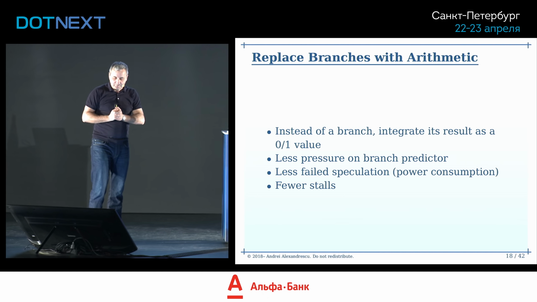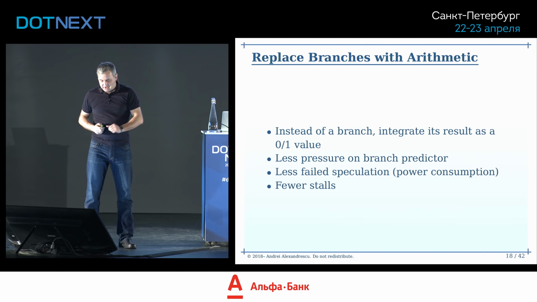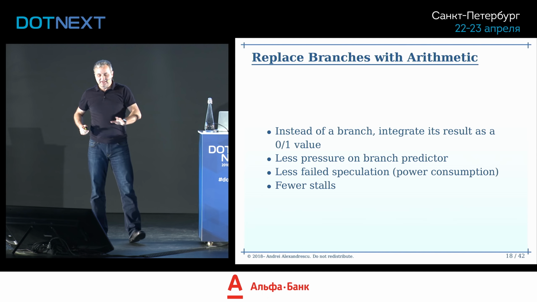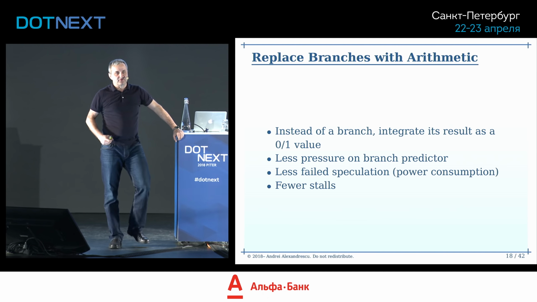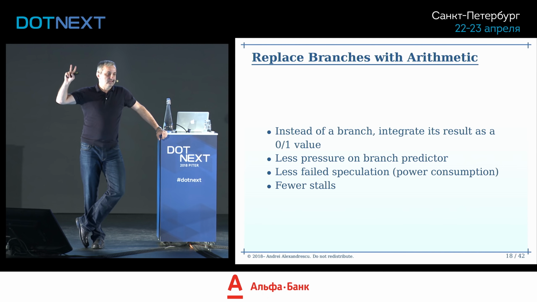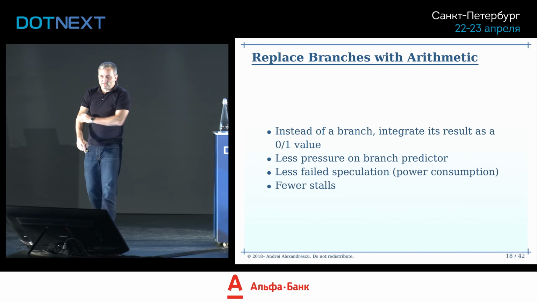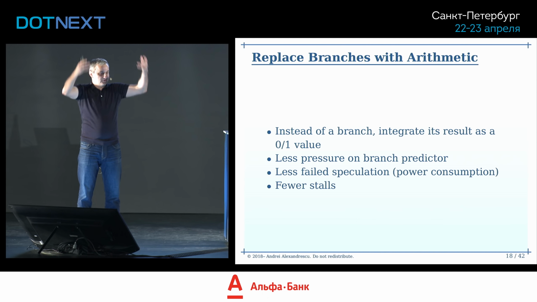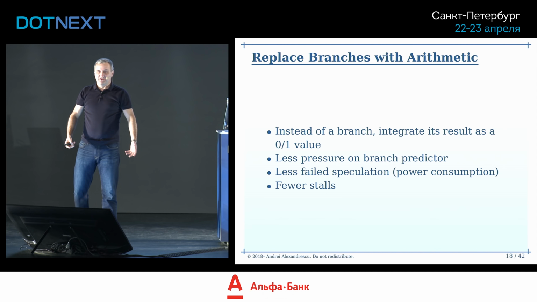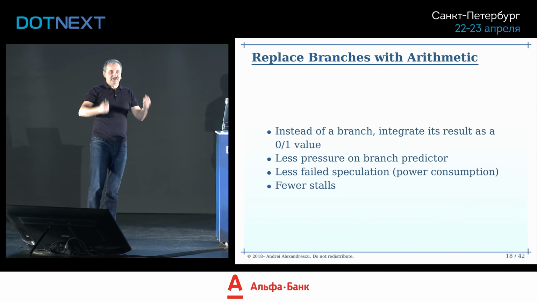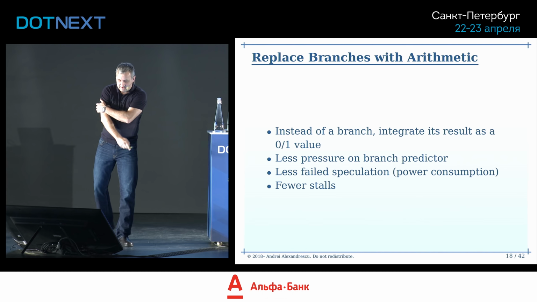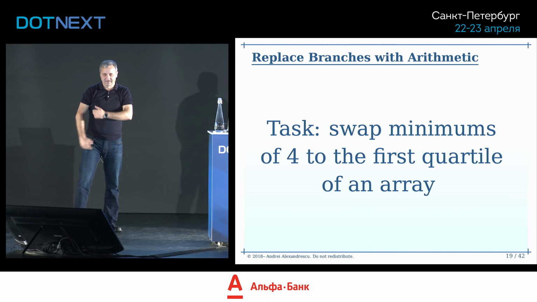But before that, the simple idea is instead of branching, you integrate the result of the branch as a 0 or 1. So the code looks linear now, right? And you have no more if and else's. You're going to get to the boring case where the computer can just go straight line through the code, as opposed to wondering what to do next.